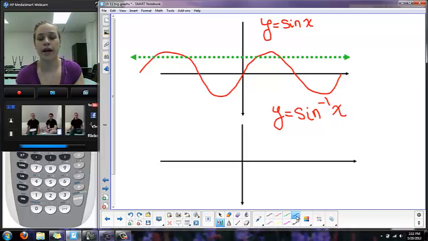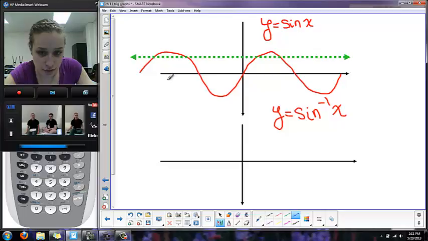What we're going to do is something called restricting the domain, or restricting the x's. Instead of looking at all of the x's, we're only going to look at a couple of them. And if we only look at the x's in this tiny little range, then it'll pass the horizontal line test. And let me show you what I mean.